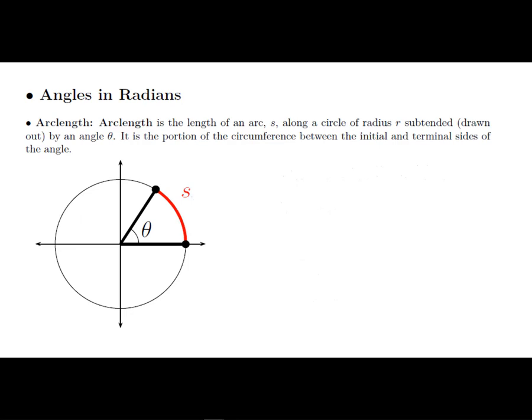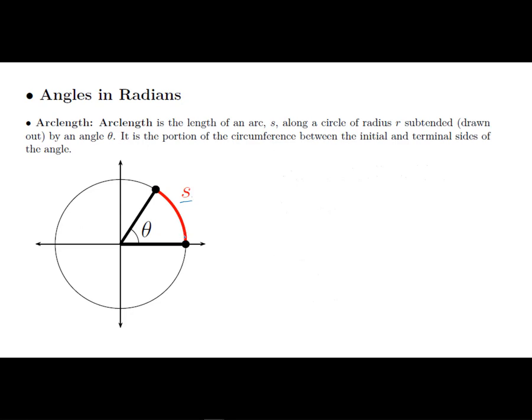In this video, we're going to talk about measuring angles in radians rather than degrees. But before we can really define what a radian is, we need to talk about the concept of arc length. So we'll usually use the symbol S to represent arc length, and in this class we're really going to be interested in looking at the length of an arc along a circle.